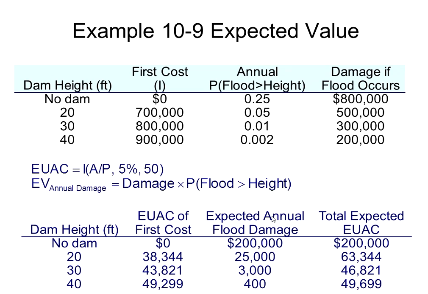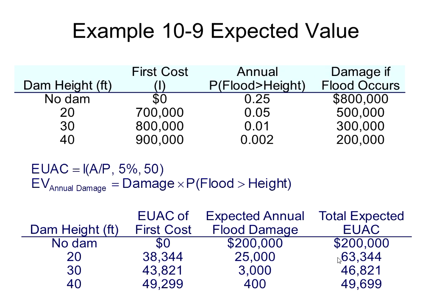And then expected annual flood damage is simply this 0.25 or 1/4 multiplied by 800,000, so that simplifies to 200,000, and that's what you see here, and so on. This is 0.05 multiplied by 500,000 is going to be 25,000, and then 0.01 multiplied by 300,000 is going to be 3,000, and then 0.002 multiplied by 200,000 is going to be 400.